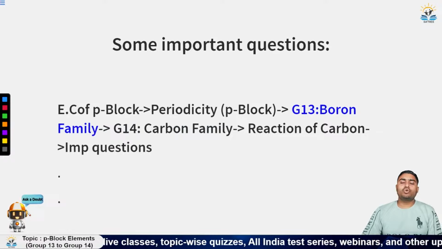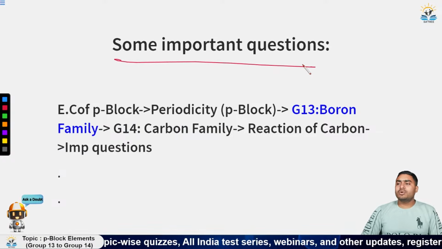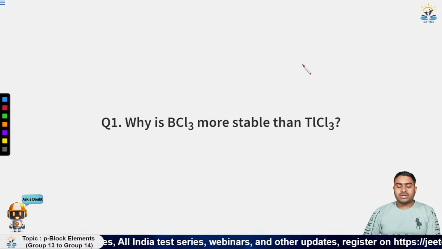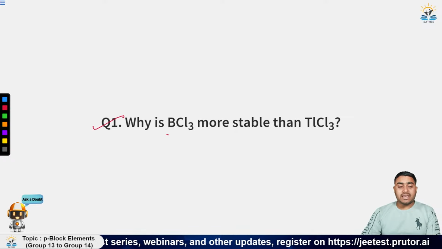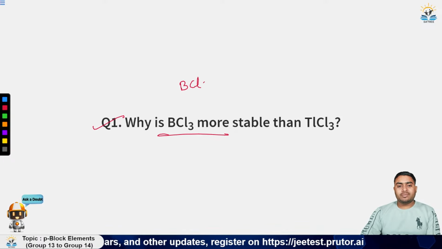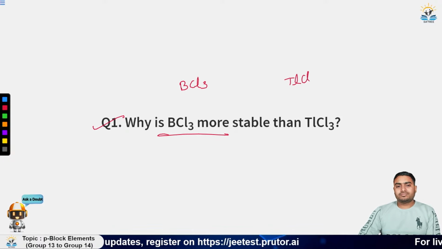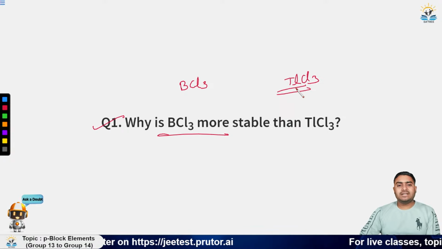So let's discuss some questions. Some important questions are there from group 13. Question number 1: why is BCl3 more stable than TlCl3?